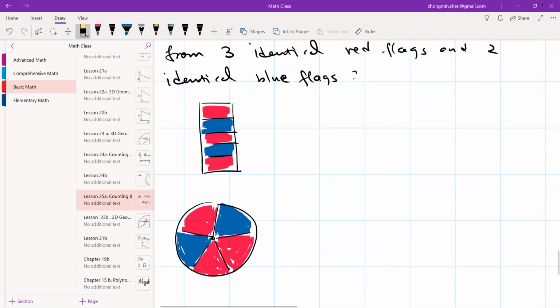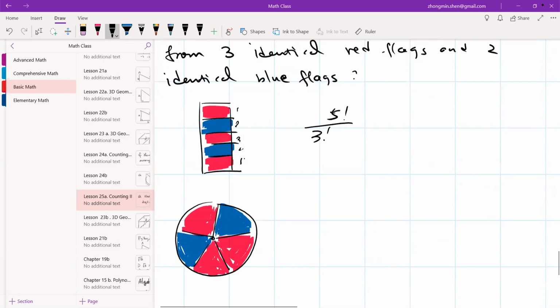All right, so five, suppose all the five flags are different, right? 1, 2, 3, 4, 5. If they're all different, then how many patterns are you going to have? How many different arrangements? 5 factorial, right? However, if you permutate those three red flags, you're not going to get different patterns. Got it? So that will be divided by 3 factorial.